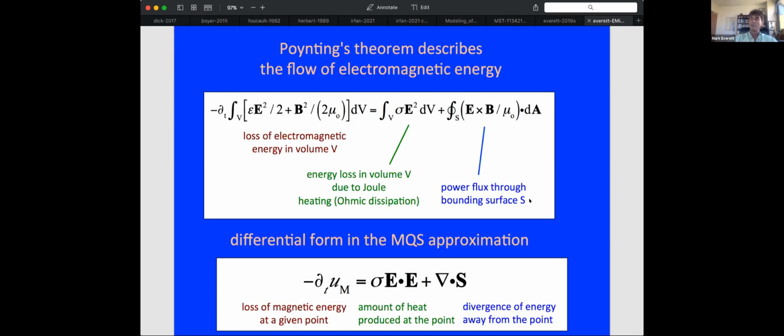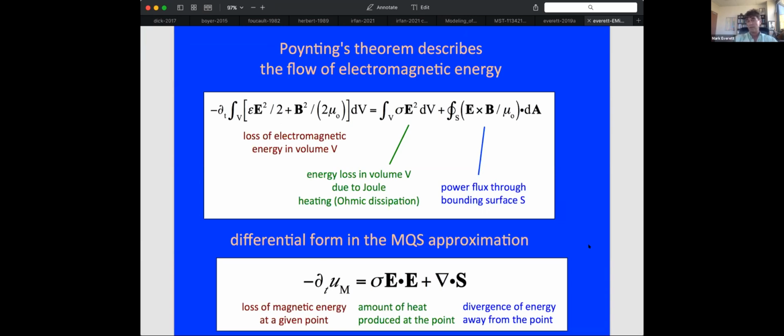Now, in the induction approximation, in the inductive regime, epsilon is 0, so we don't have any electrical energy, which accords with our idea that charges don't play a significant role, but currents do. We have magnetic energy, and the loss of magnetic energy at any given point is equal to the amount of heat produced at that point, dissipated, lost to heat, plus the divergence of energy away.